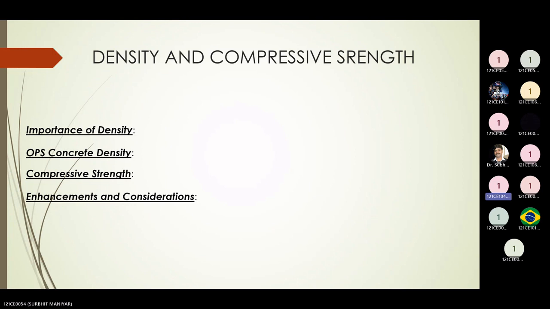Enhancements and considerations: improving OPS aggregate quality. We have to improve the quality and the processing of the OPS, so that in mixing and processing of concrete, we attain good aspects in durability and other factors in which it is lagging now.